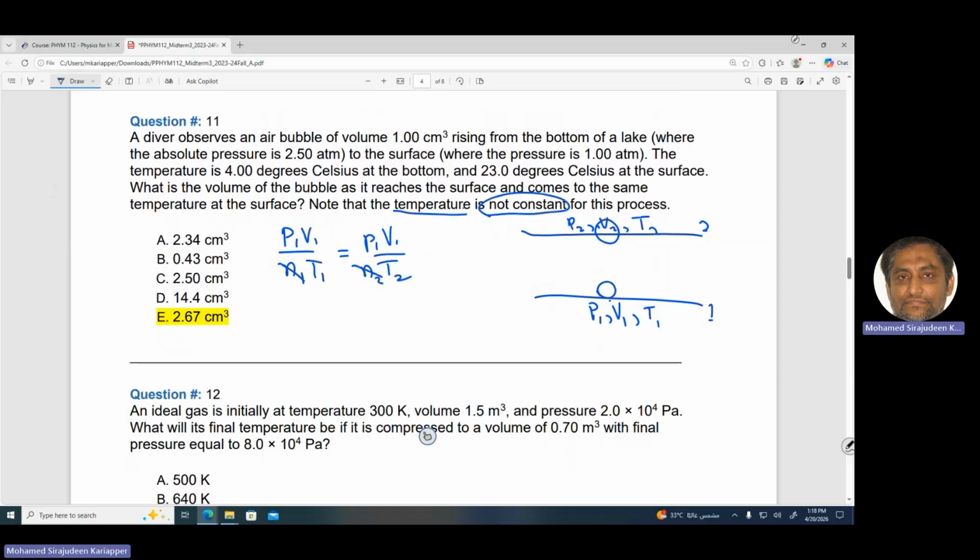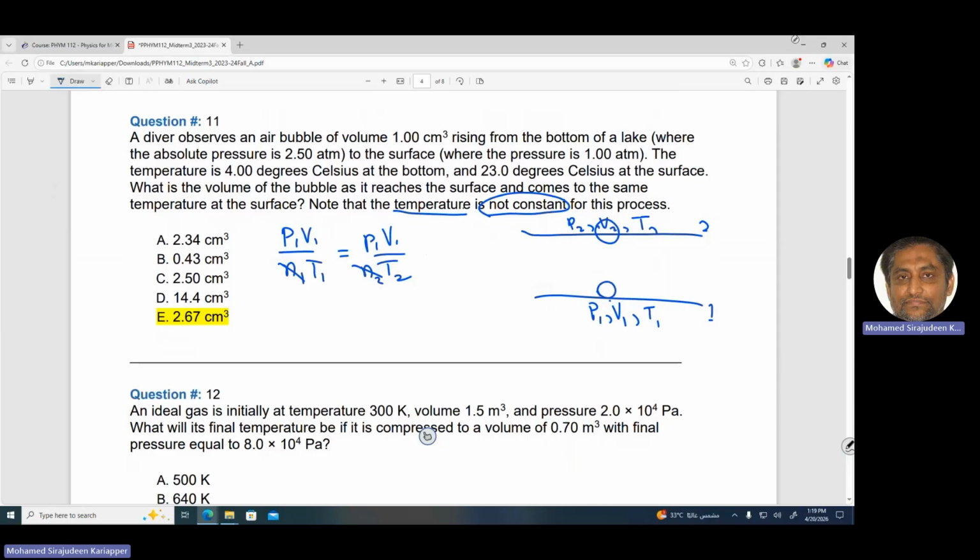So I cannot cancel the T1 and T2. You have to be careful to read the question, not make any assumption. Anything, it must come from the question. N1 is equal to N2 is obvious because it's the same bubble, same amount of air, when it comes up, it will be the same. There is no leaking. All you have to do is to substitute.